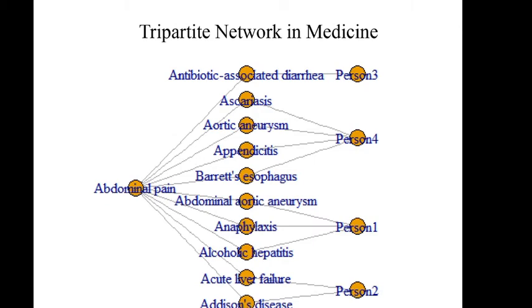Tripartite network in medicine. In medicine, the concept of abdominal pain associated with its symptoms and the persons having those symptoms can represent a tripartite graph in graph theory. This is one set with the abdominal pain, and this is the set of symptoms, and this is a set of persons, and this network represents a tripartite network.